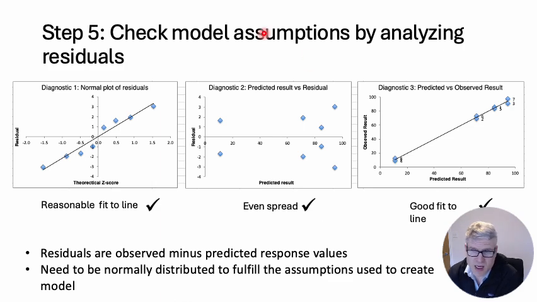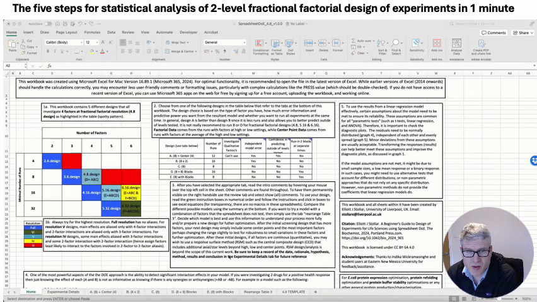We finally need to check our model assumptions by analysing residuals. So these plots are made for you. You need to have a good fit in diagnostic 1, an even spread in diagnostic 2, and a good fit to the line between the predicted and observed results in diagnostic 3. So the fact that all of these are met means that the assumption that the residuals are normally distributed, which is essentially what we're testing here, is true, and it allows us to rely on that predictive model.